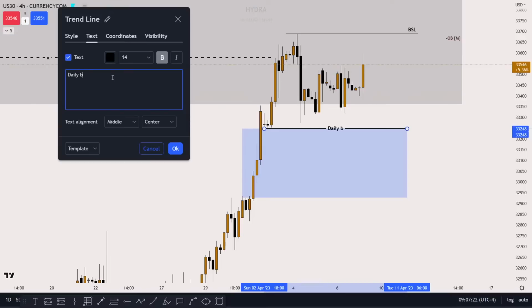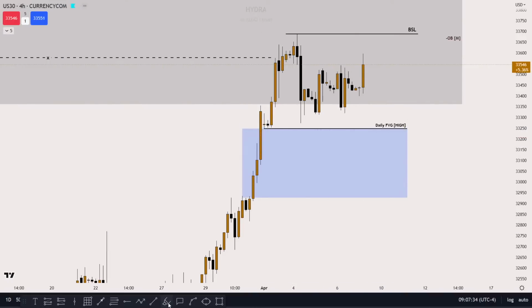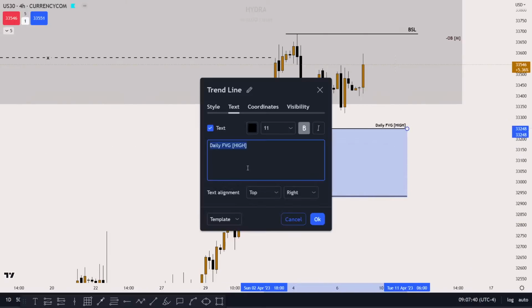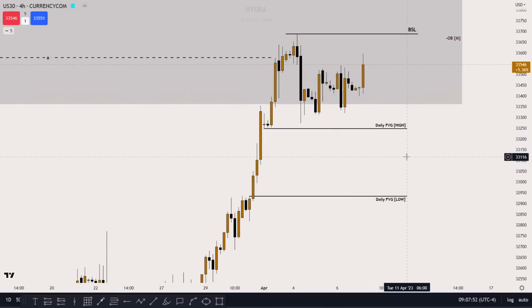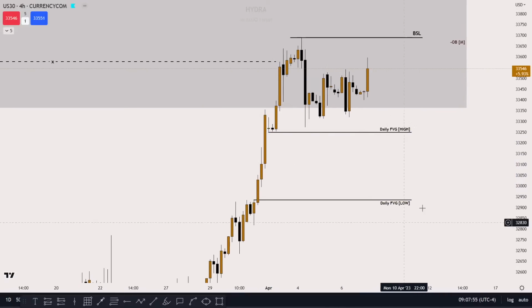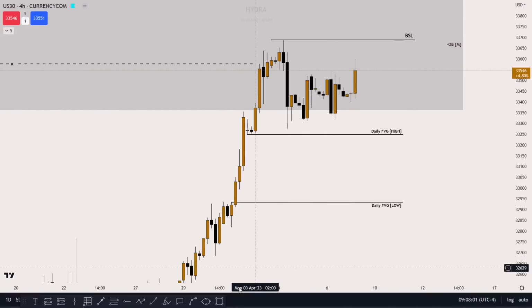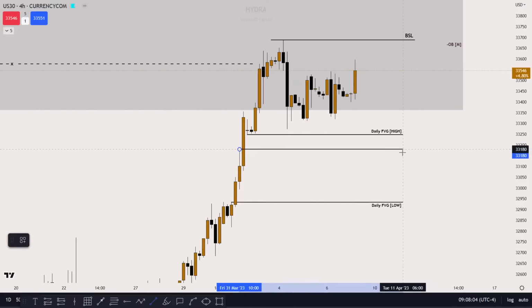So that's our daily fair value gap, and that's the high of the daily fair value gap, right? Okay, and where is the low of the daily fair value gap? That's the low of our daily fair value gap, right? Copy, and then I'm gonna paste it here, and that's the low of the daily fair value gap. So in between this zone, we will select our target. We will select our target in between this daily imbalance for our coming trading days. So we have an unfilled fair value gap right here, right?